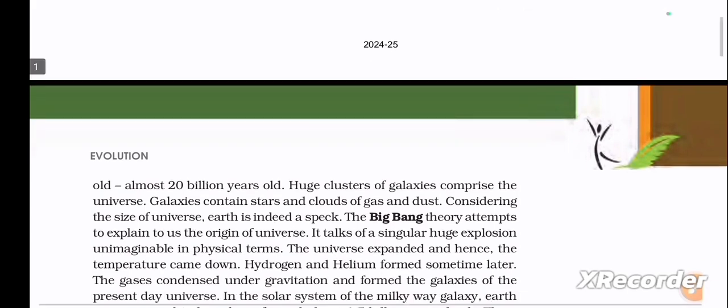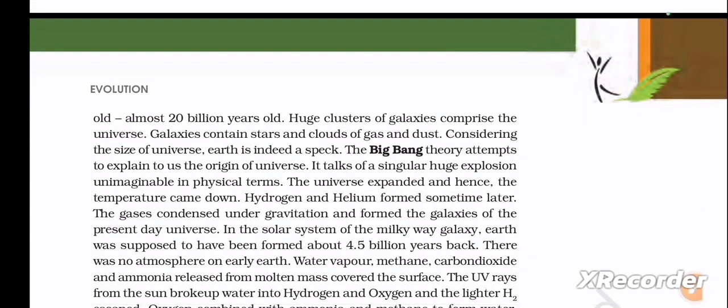The origin of life is considered a unique event in the history of universe. The universe is vast. Relatively speaking, the earth itself is almost only a speck. The universe is very old, almost 20 billion years old. Huge clusters of galaxies comprise the universe. Galaxies contain stars and clouds of gas and dust. Considering the size of universe, Earth is indeed a speck.